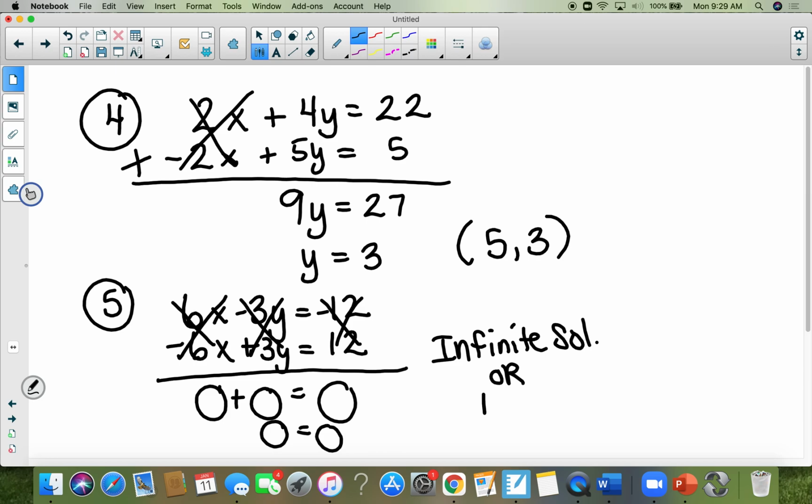If you would have gotten 0 equals 4, that's not true. That would have been a no solution problem for number 5. Okay, the next page, number 6.